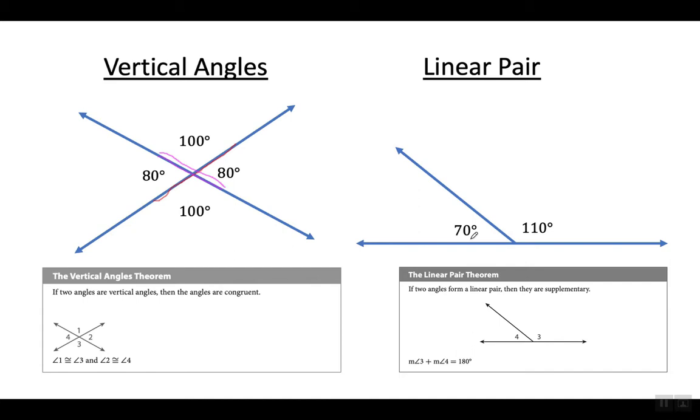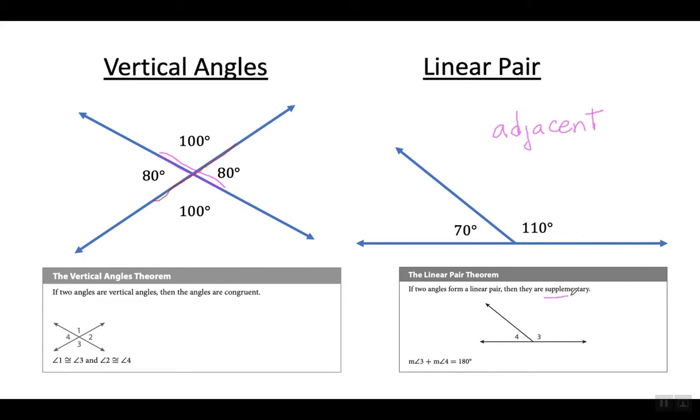Okay, remember that word? Let me just write it real quick. Adjacent. Adjacent means next to. Alright, so when you have two angles that are next to each other that form a straight line, that is a linear pair. They have to be next to each other, and they're going to share one side or one ray. They're going to have one ray or one side in common.